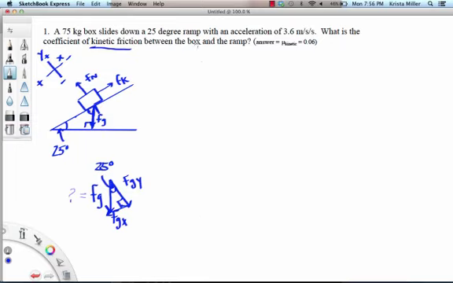Let's go ahead and write our F-net equations now. We've got our net force in the x direction. That's going to be force of kinetic friction plus force of gravity in the x direction. And in this case, this is important: there's an acceleration, and the acceleration is in the x direction, so this does not equal 0. So we'll come back to that.